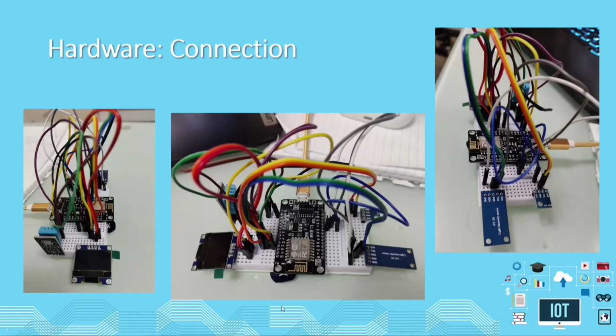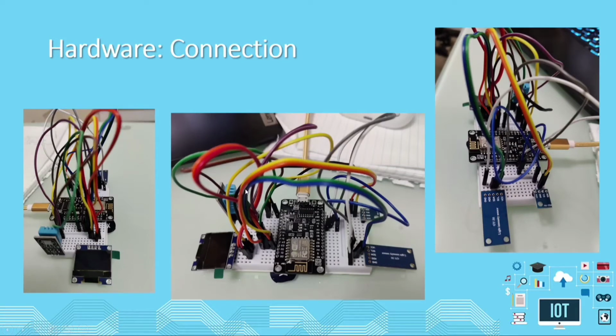Here you can see the connection. I will explain the connection a little bit here. So the OLED is connected. Here are the pins. The SDA and SCL, the data pins, are connected to D3 and D4 of the NodeMCU, and the VIN is given from the NodeMCU as well.